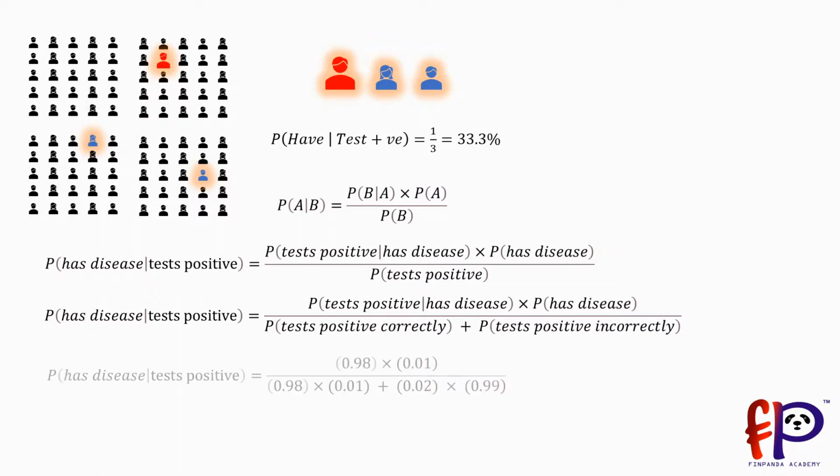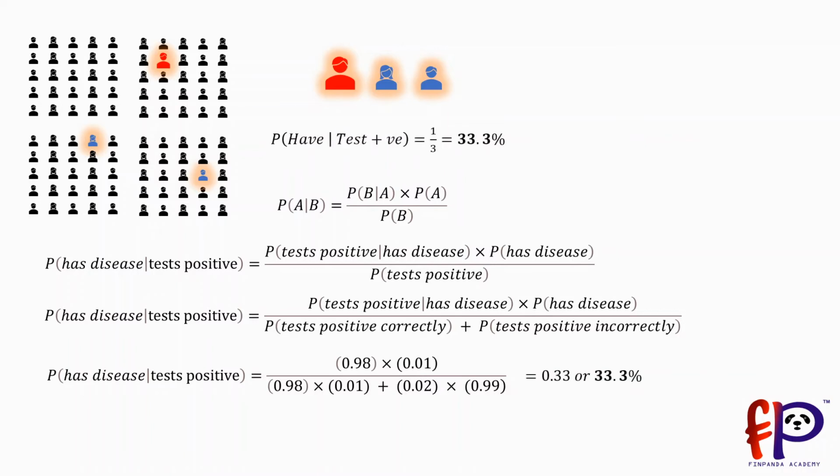If we substitute the values from our example, we had a true positive rate of 98%. So the probability that someone tests positive if they have the disease is 98%. That is multiplied by the probability that someone has the disease in a given population, which is 1%. This answer is divided by the probability that someone tests positive correctly, which is 0.98 times 0.01, which is the same as the numerator, plus the probability that someone tests positive incorrectly, which is 2% multiplied by 99%. Note that this 2% is the false positive rate and 99% is the population that doesn't have the disease.